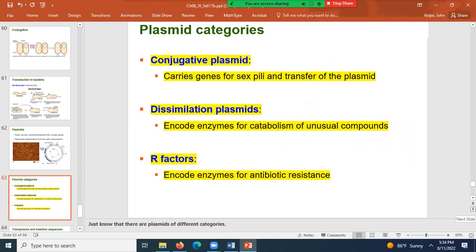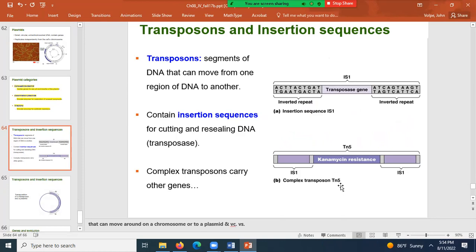All right, you should know there are different categories of plasmid. You do not need to know the names of these categories or anything about these categories, okay? All right, any question about plasmids? If not, let's move on to transposons and insertion sequences.